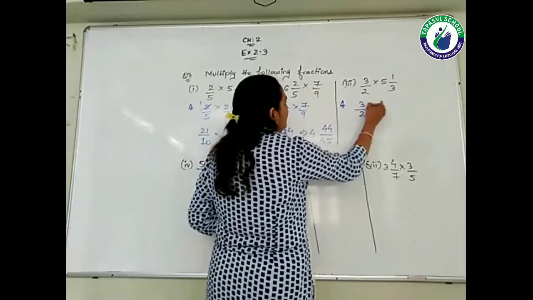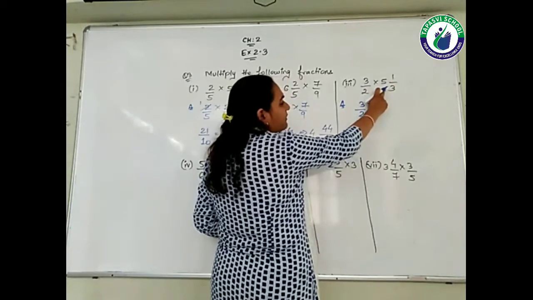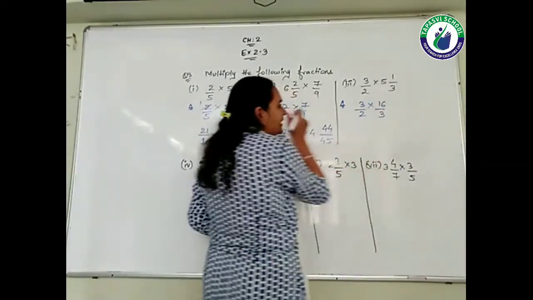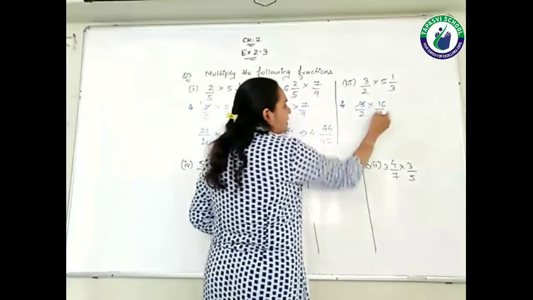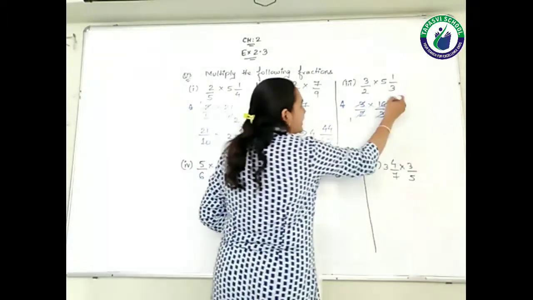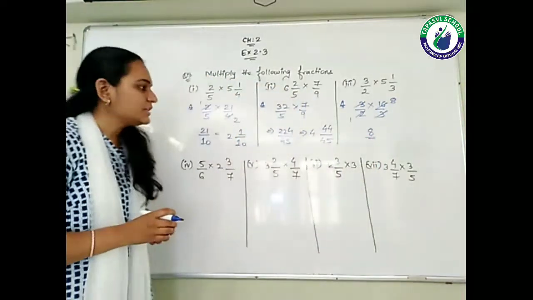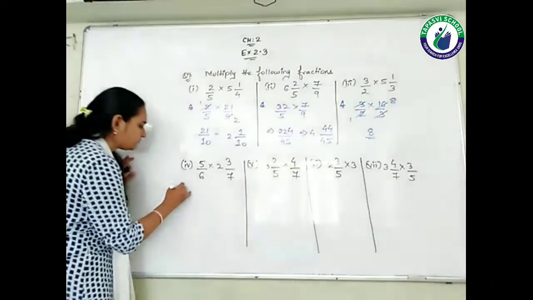Now we'll convert this into improper. So 5 3s are 15 plus 1, so 16 by 3, right? See here, students, 3 and 3 can be cut down, and 2 ones are 2 and 2 eights are 16. So the answer is 8. Okay. Now see the next question, fourth one.